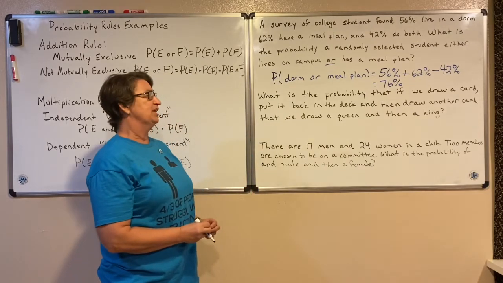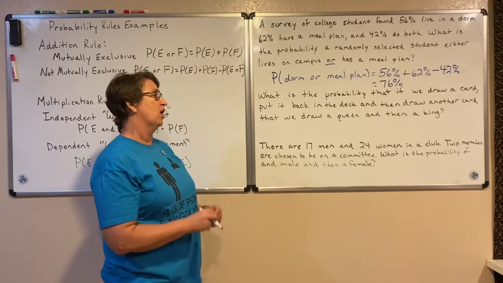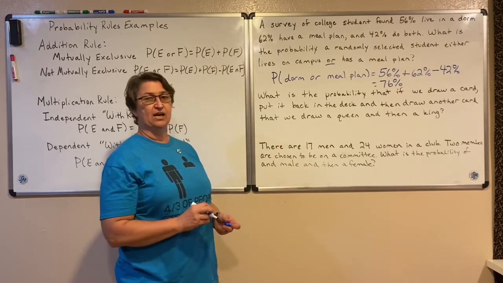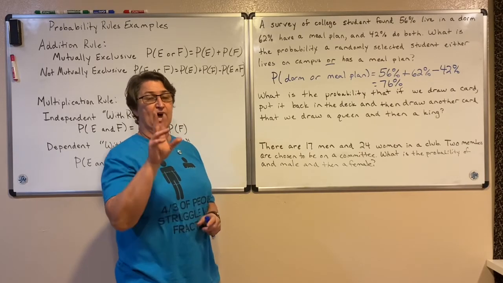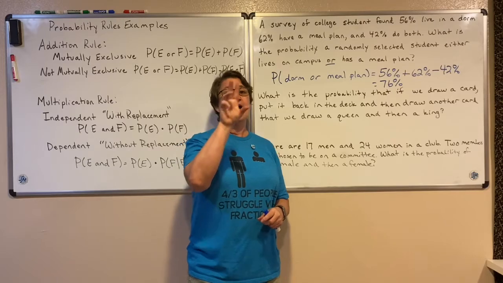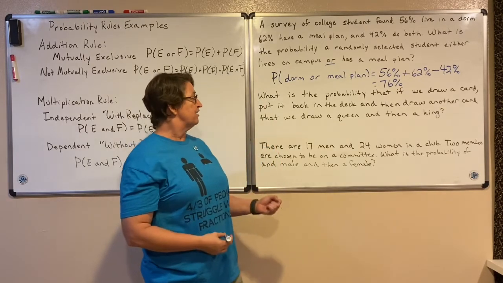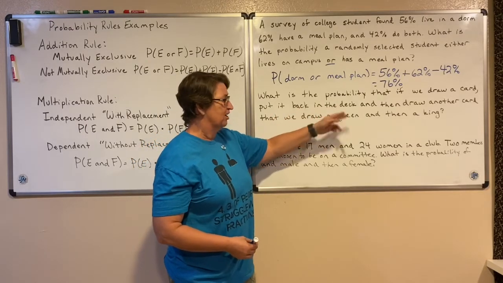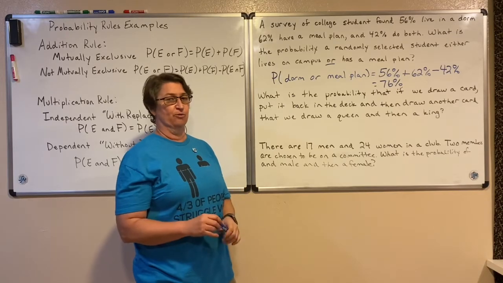What's the probability that if we draw a card, put it back in the deck, and then draw another card, that we draw a queen and then a king? Notice that I'm doing two stages of an experiment. I'm going to pull out a card, and then I'm going to pull out another card. And it says with replacement, I'm putting it back in the deck. So each one of them is going to be independent of the other.